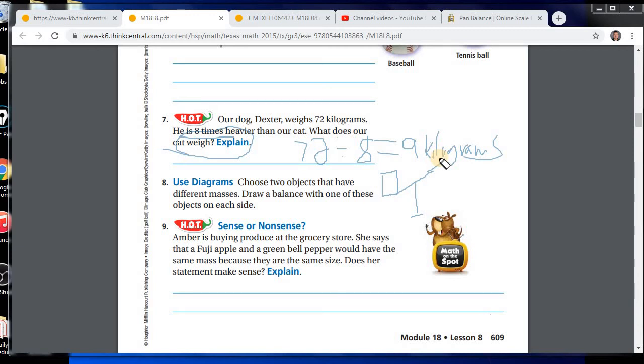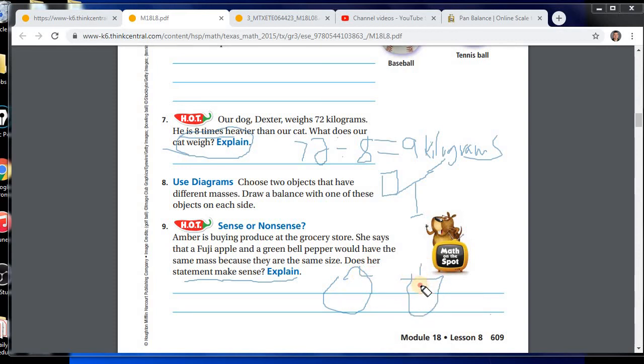So the next one is Amber's buying produce at the grocery store. She says that a Fuji apple and a green bell pepper would have the same mass because they are the same size. Does her statement make sense? Explain. Well, if you don't know what a Fuji apple is, it's just another type of apple. It's a sweet apple. And you've probably seen a bell pepper before.